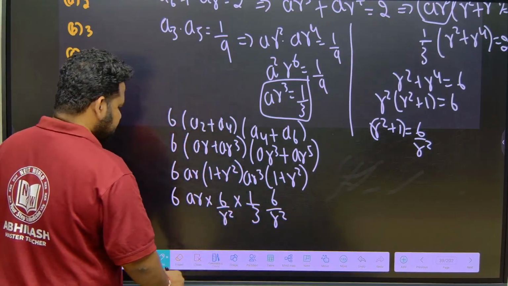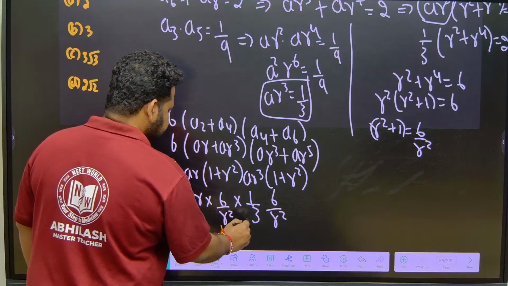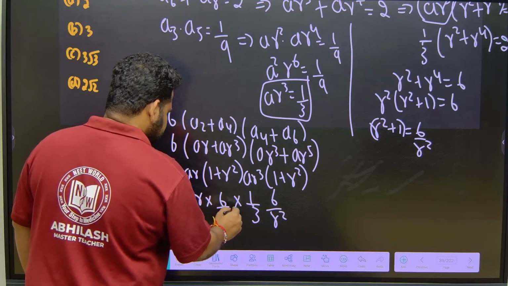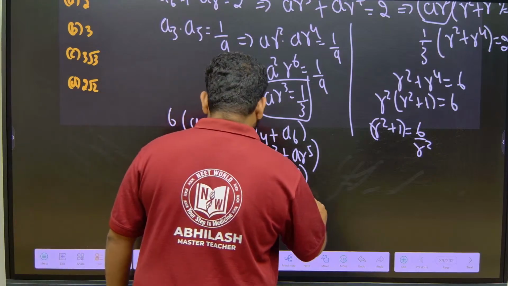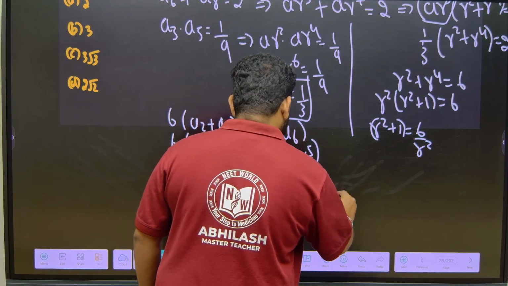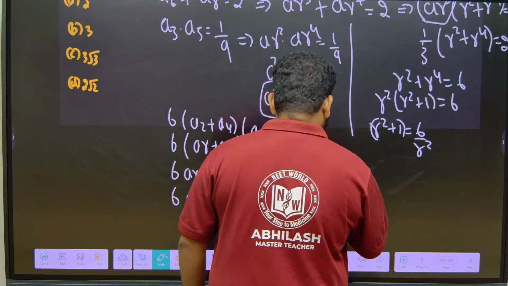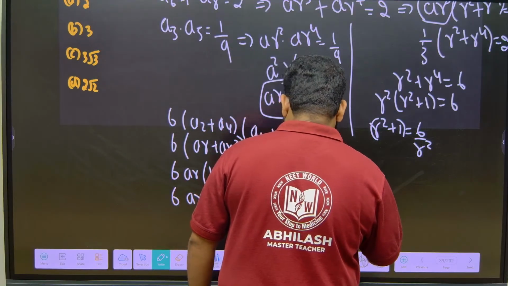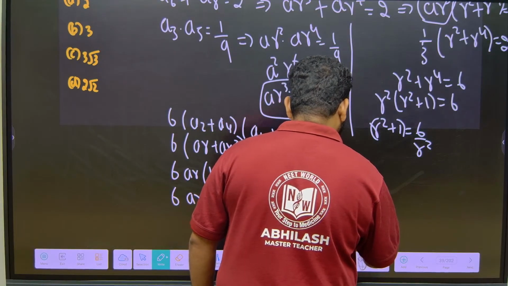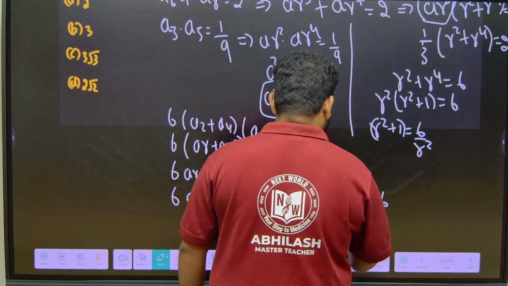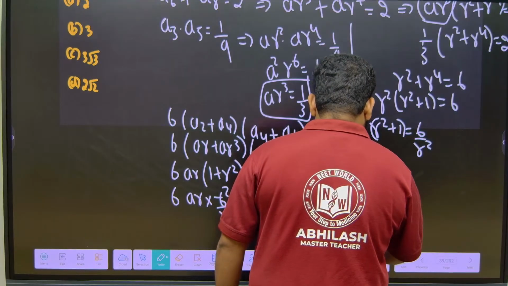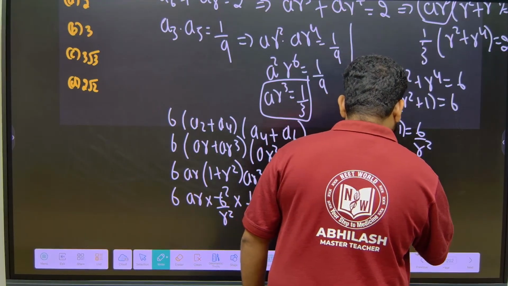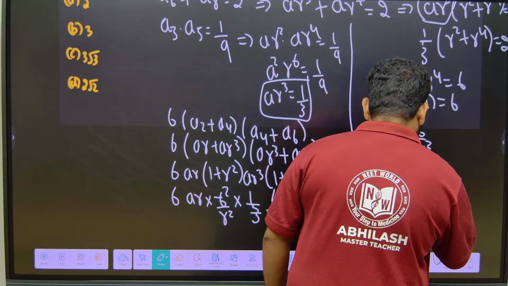Now, what do we have? 3 1s are 3, 2s are... Okay. So, this will become 6 times a into r, 6 times a into r into 2 into 6 by r to the power of 4. So, that is nothing but equal to r 1s are r cube. This will become 6 into 2 into 6 by r cube.